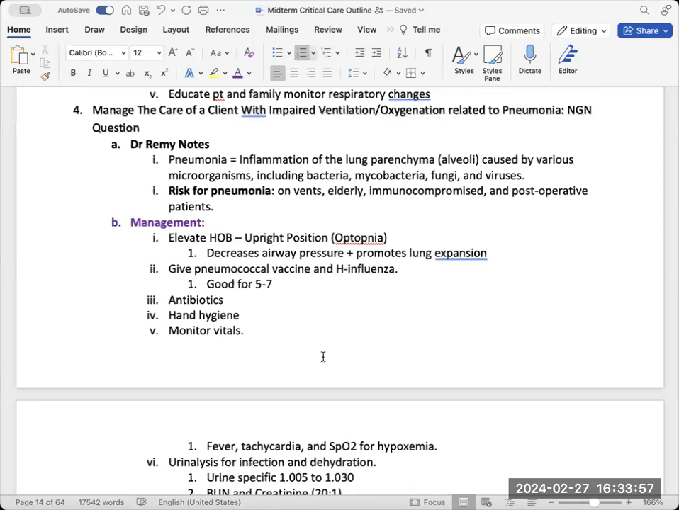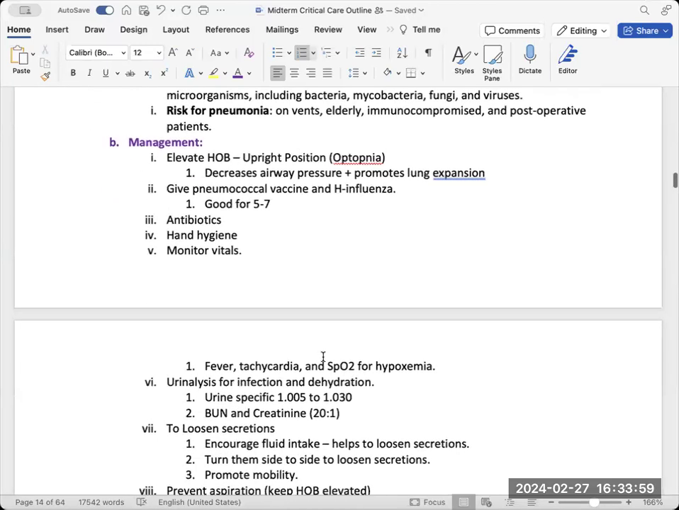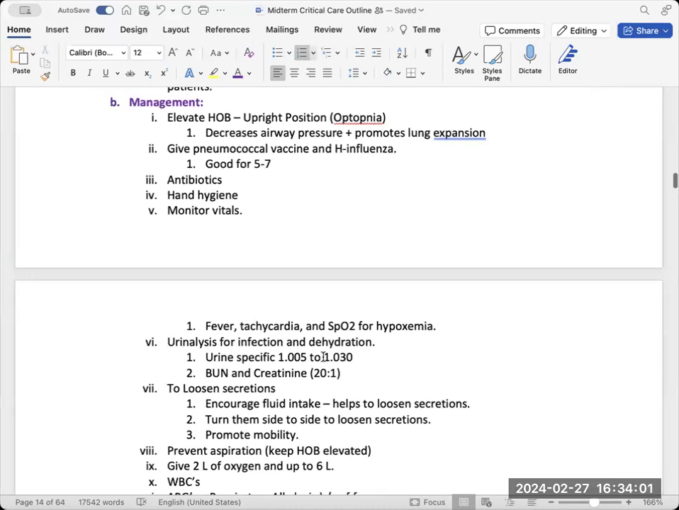They have inflammation of that alveoli, so we need to have good management. We need to elevate the head of the bed, which helps decrease airway pressure and promote lung expansion, in that normal semi-Fowler's position. Give the pneumococcal vaccine as well as H influenza. We don't want them to get any other infection that's only going to make this worse.